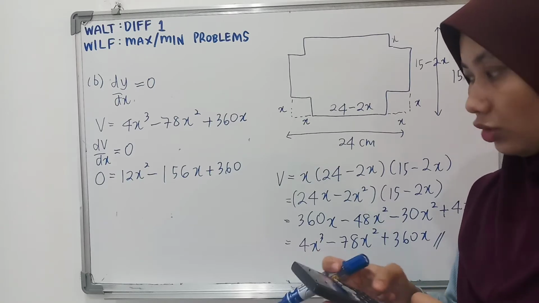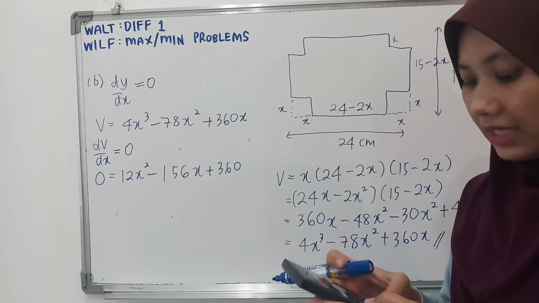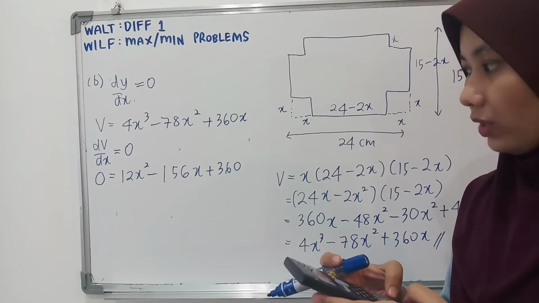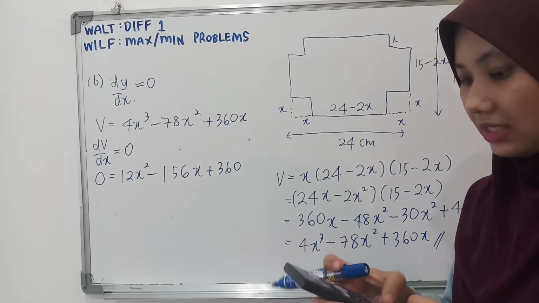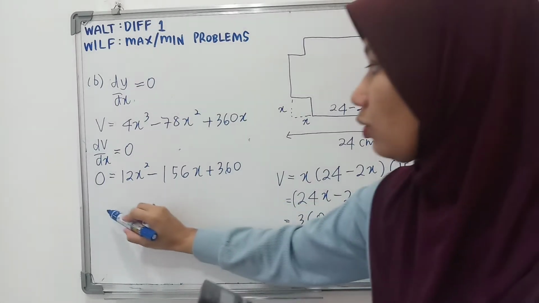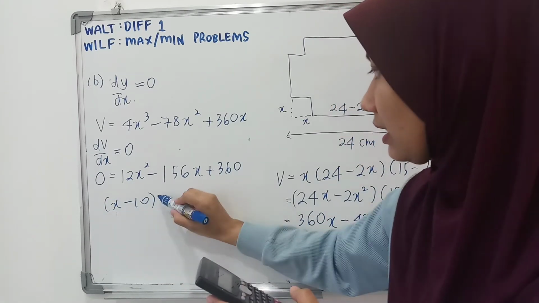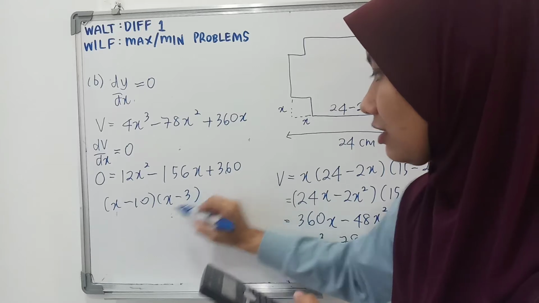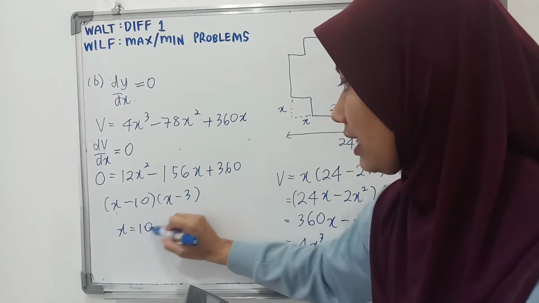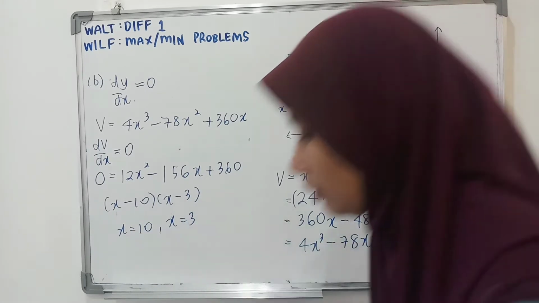Okay. So your A is 12. Your B is negative 156. Your C is 360. Okay. So now you will get x minus 10. Another one is x minus 3. So your x is equals to 10. Your x is equals to 3. Okay.